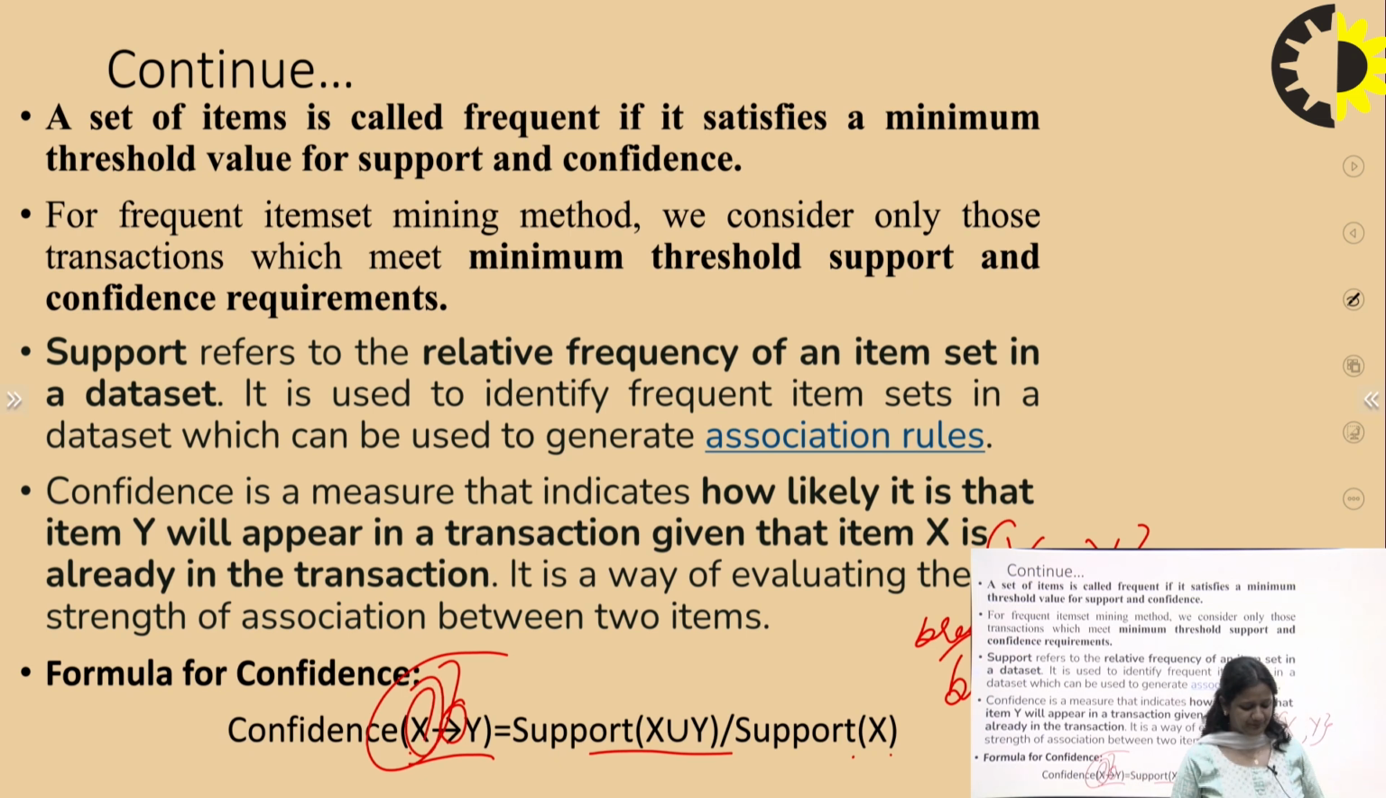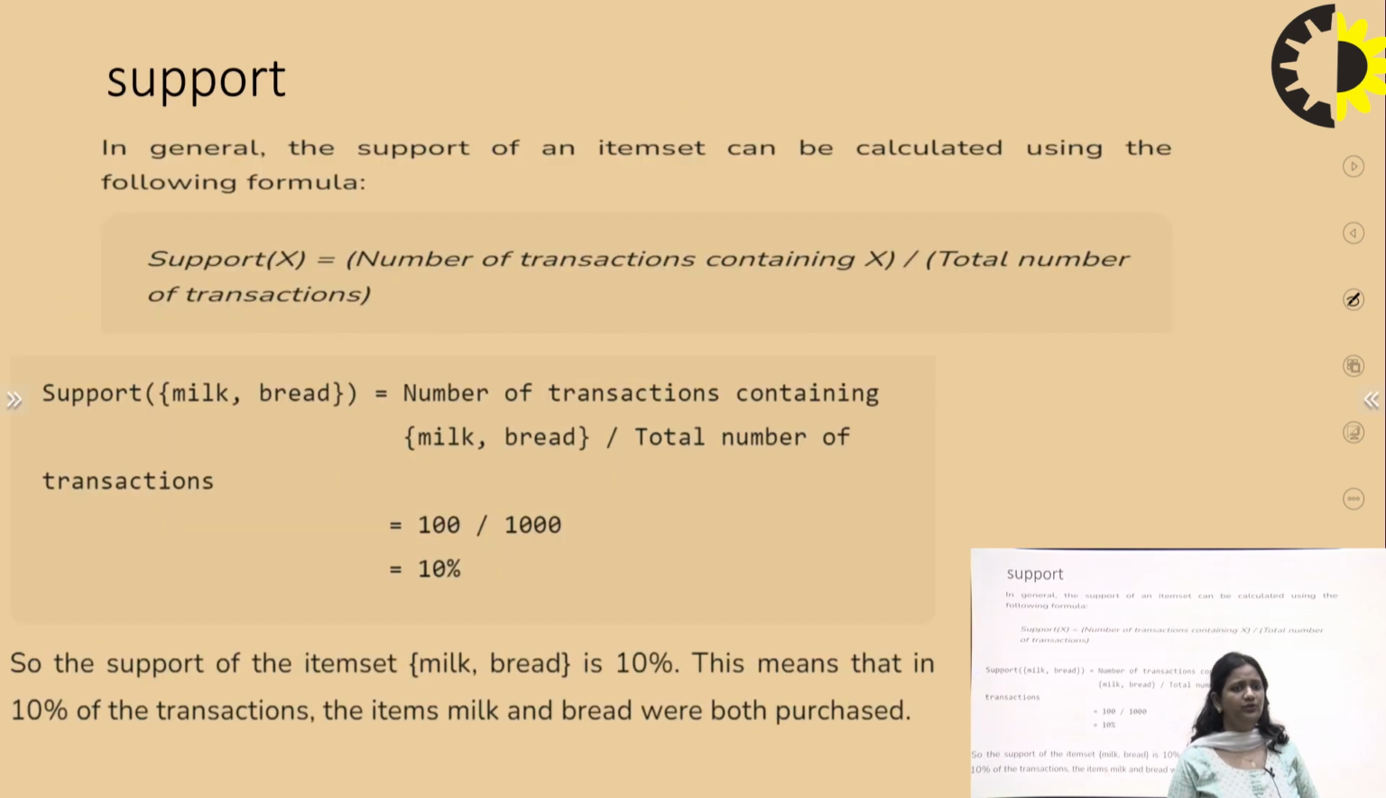In the Apriori algorithm, first we generate the frequent item sets, and a frequent item set is an item set that satisfies the minimum threshold values for support and confidence. What is support? Support refers to the relative frequency of an item set in the data set. And confidence is how likely item Y will appear in a transaction given that item X is already in the transaction.